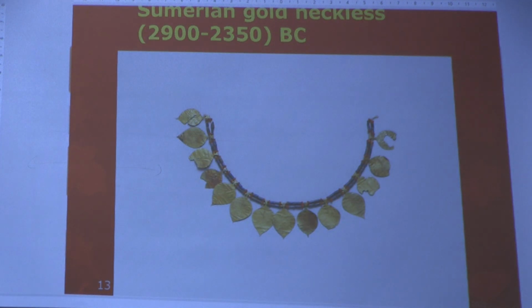Now let's look at the gold jewelry from Sumerian time. You can see that beautiful necklace during the time of the Sumerians, 2900, 2350 BC, around that area.